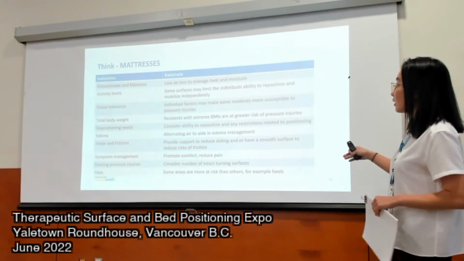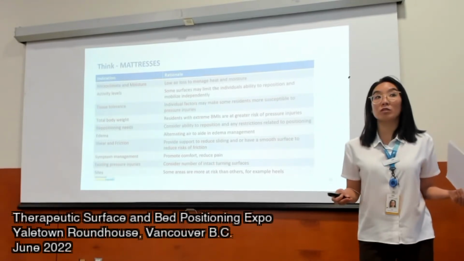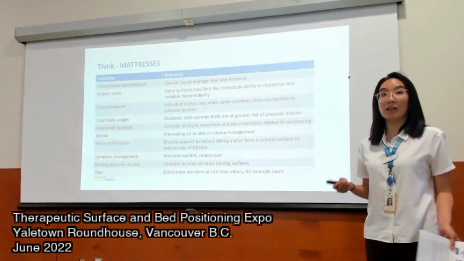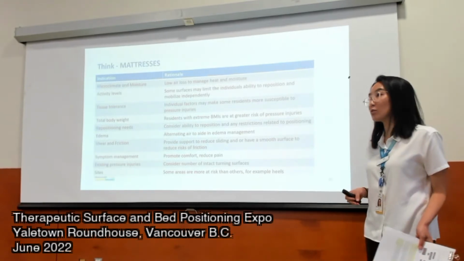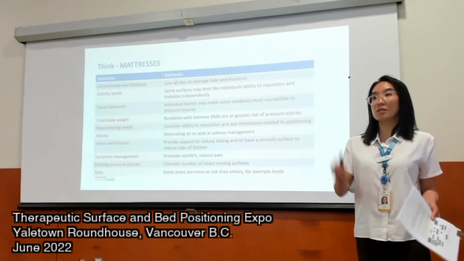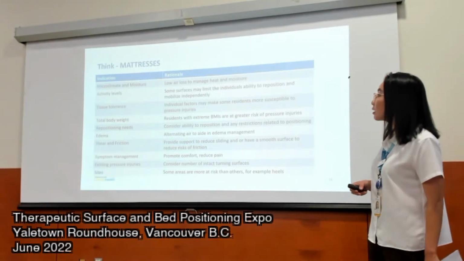A is for activity levels. Some surfaces might limit the individual's ability to reposition or transfer themselves, and you'll want to consider that in the type of mattress that you choose. Maybe you want something with a little bit more of a firm surface. Maybe you want something with borders around the edge to help promote independent transfers.